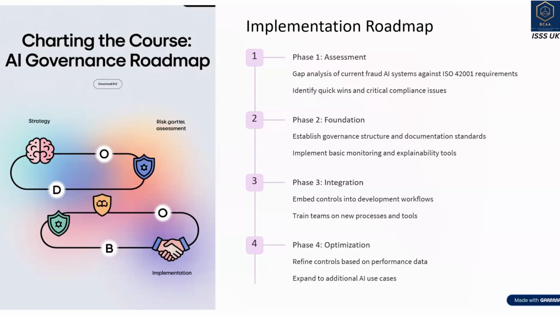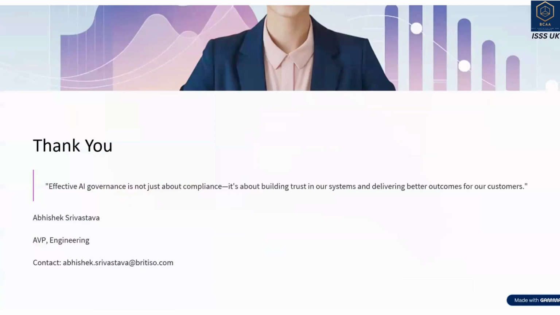And at the last, once these are live, right, optimize resources in terms of not only technical but resources in terms of people also. Refine controls based on performance data, expand to additional use cases, right? So that again the value proposition can come out, proper return on investment on the funding which we received, right? And we can justify. At the last, which is important: effective AI governance is not just about compliance, it's about building trust in our system, delivering better outcomes to our customers.